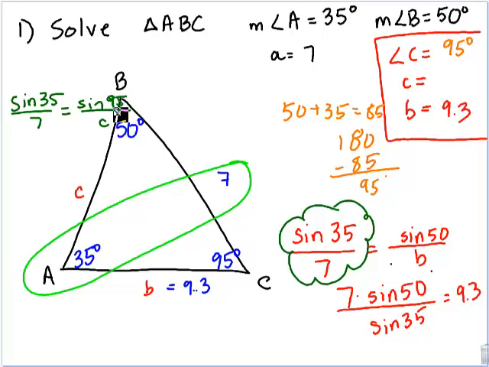So what would we have to do to solve this one for C? It'd be 7 sine 95 divided by the sine of 35. Yep, 7 times the sine of 95 divided by the sine of 35. 12.2. So we'll add that over here. And there we found our 3 missing pieces.